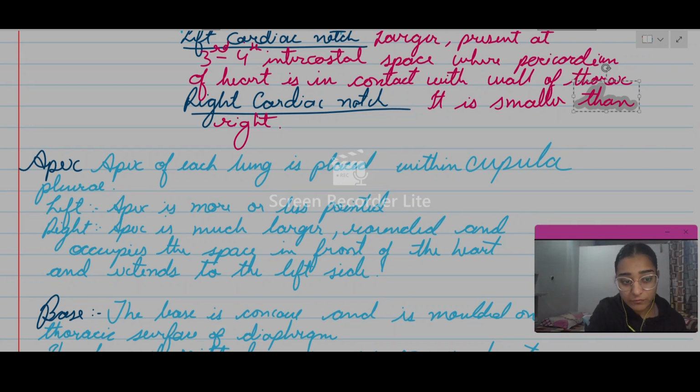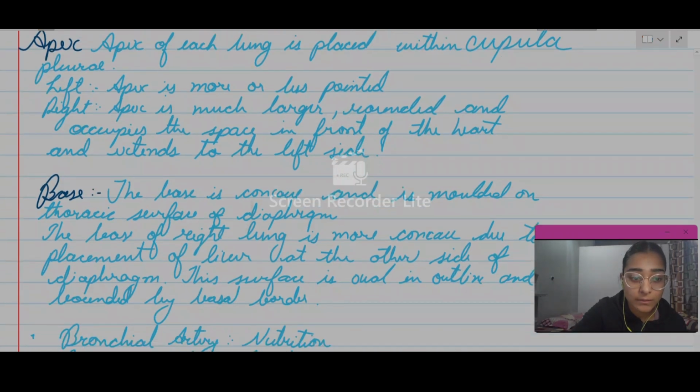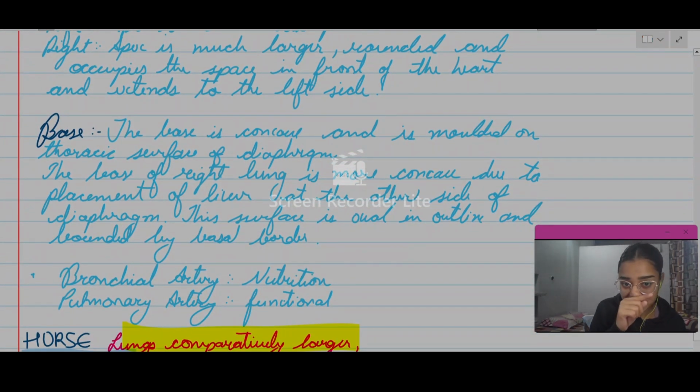Apex of left lung is more or less pointed, and apex of right lung is much larger, rounded, and occupies the space in front of the heart and extends to the left side. Base is concave and is molded on the thoracic surface of diaphragm. The base of the right lung is more concave due to the placement of liver at the other side of the diaphragm. This surface is oval in outline and bounded by the basal border. So this was all about the apex, base and borders of the lungs.